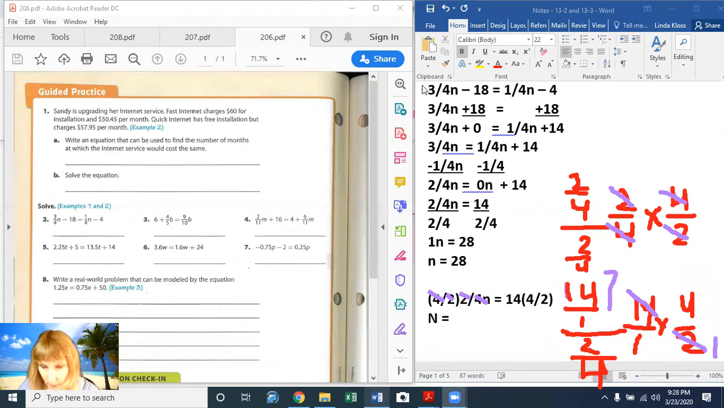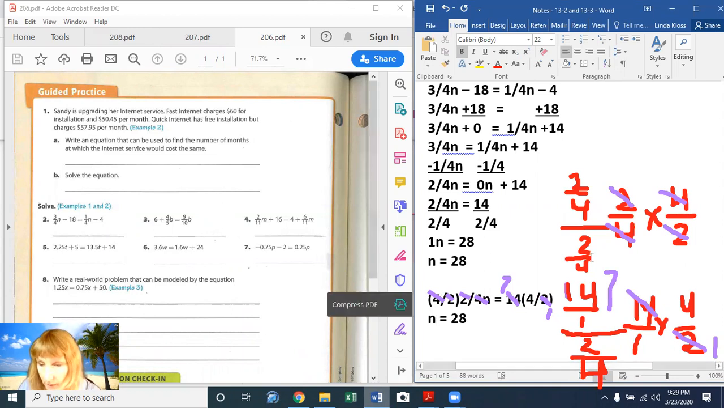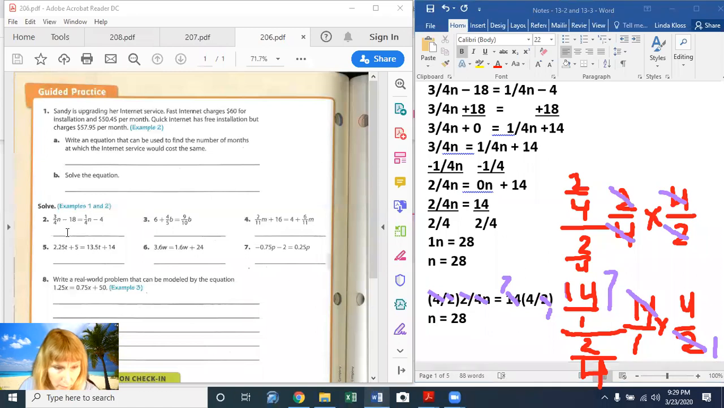I've got the 14 canceling into a 7 and the 2 canceling into a 1, leaving me with 7 times 4 on top, which then is equal to 28. So either way I do it, I get to 28, but the shorter way is to just multiply right away by the reciprocal. If you want, you can do all this, but I was just using that to show you why multiplying by the reciprocal is the same as dividing by the fraction. So we have n equaling 28 for our solution. I'm going to put that over here on our page. N equals 28 right here.